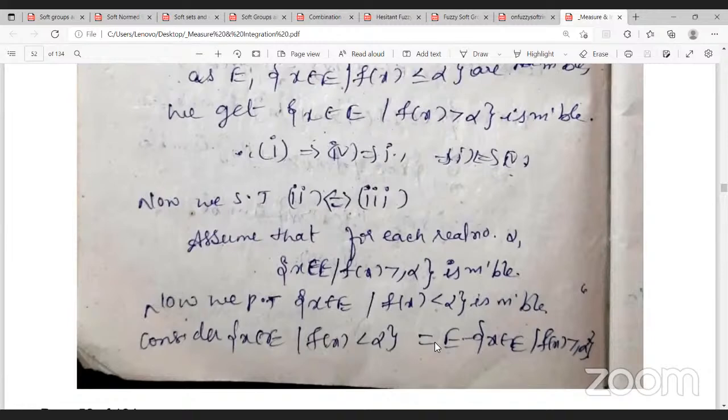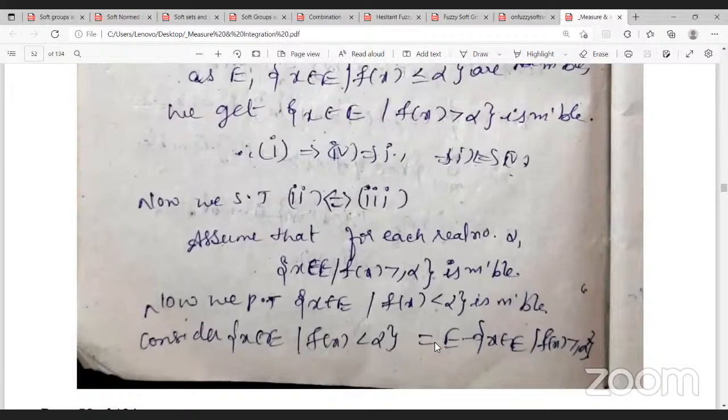In measure theory, we know that if any set is measurable, then its complement is also a measurable set.